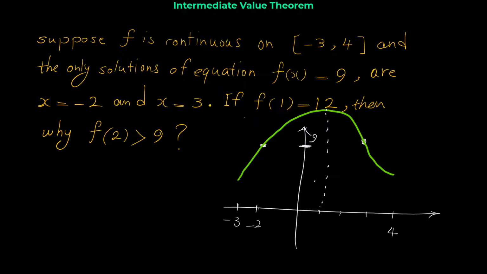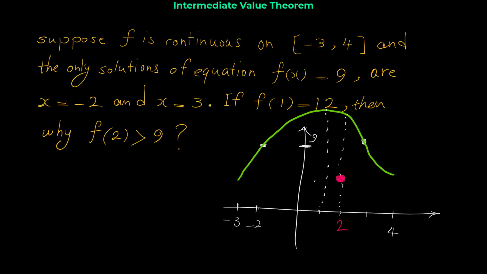Now, we want to prove, not by the graph, but we are graphing to get an idea. We want to prove that f of 2 should be greater than 9. As you can see in my graph here, f of 2 is obviously greater than 9. Why can't f of 2 be less than 9? Let's imagine what happens if we want to graph something where f of 2, here is 2, would be less than 9, somewhere, for example, here.